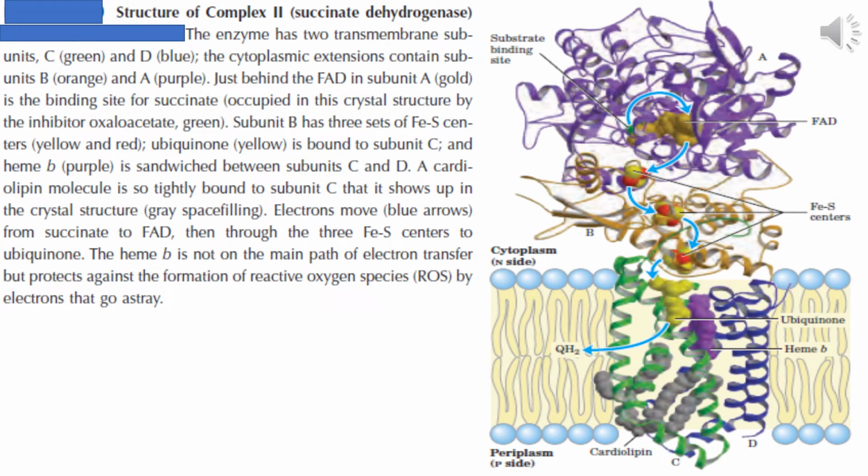Complex 2 contains succinate dehydrogenase. As you know, this enzyme is taking part in the citric acid cycle also. Therefore, a part of this enzyme is anchored to the membrane of the mitochondrion, while another part is projecting into the matrix of the mitochondrion. As you know, it is accepting FAD as the coenzyme. It is converted into FADH2. Its electrons are then taken and passed over to coenzyme Q.